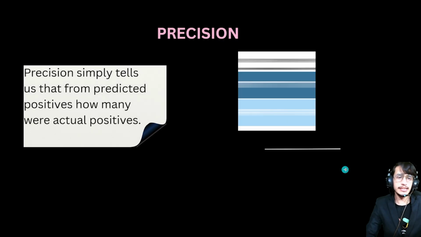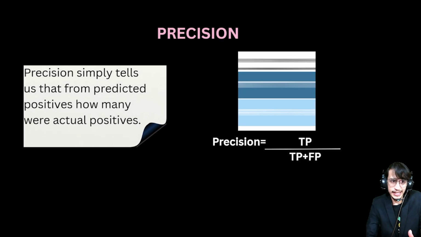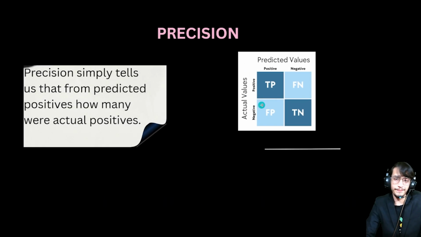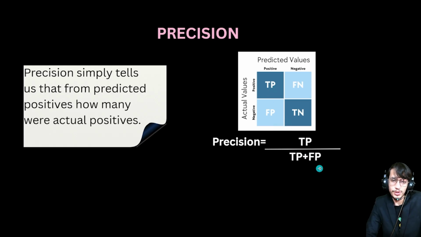Now precision. Precision simply tells us, from the predicted positives, how many were actually positive. The predicted positives are this one and this one. So if our model is saying that it is positive, what is the probability, the percentage, that it is actually positive? It is TP upon TP plus FP.